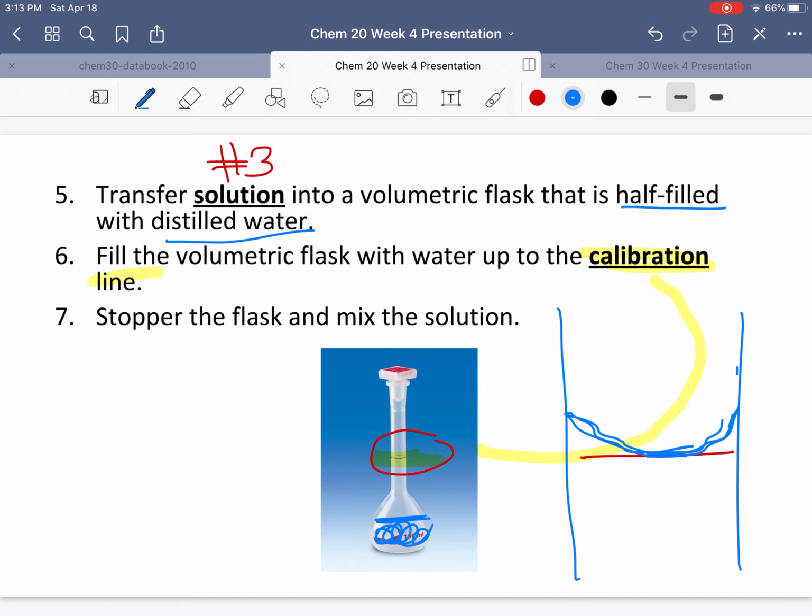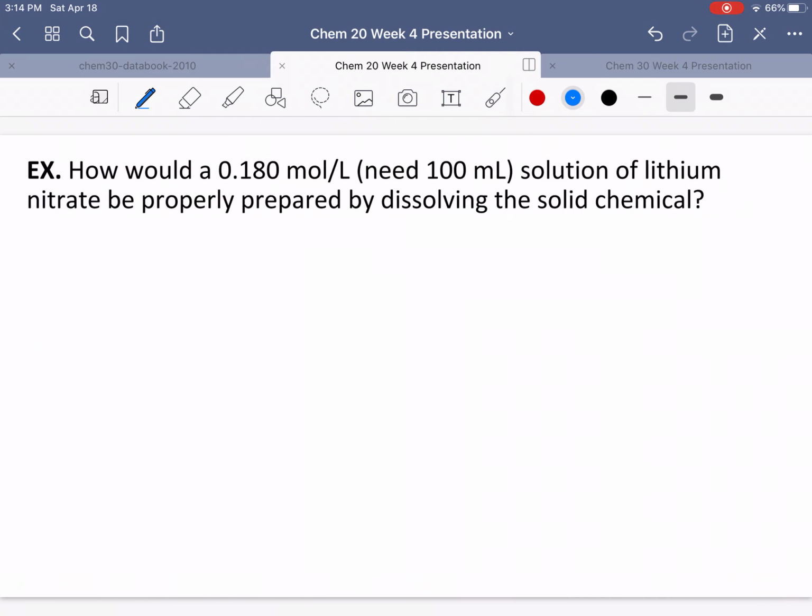Okay? And last but not least, stopper it. That's what this is at the top there. And mix it to make sure that all of the solute is evenly distributed through all of the solvent. Now, in terms of how do you actually do these types of calculations, they're very similar to what you've done before. You need to know the concentration goal. You need to know what you're making a solution of, lithium nitrate in this case, and you need to know how much solution you're trying to make, right?